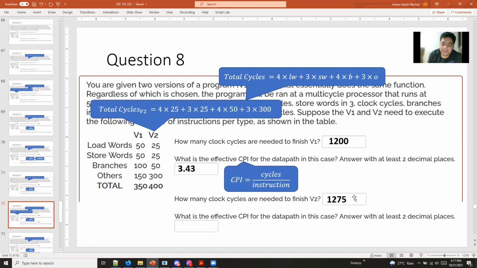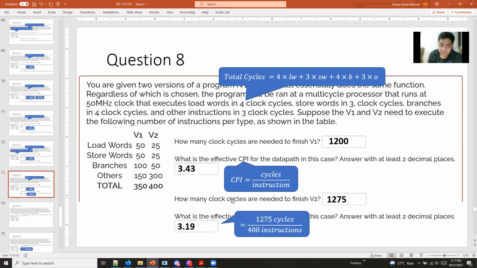And then ayun, for V2, same. Imbis na 50, 25, 25, 50, 300, and you'll get 1275. And then ayun, so yung effective CPI, 1275 over 400.